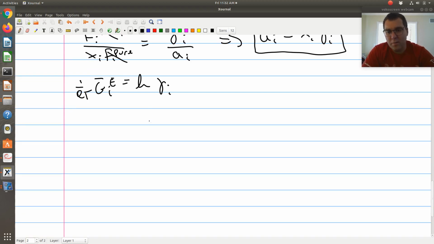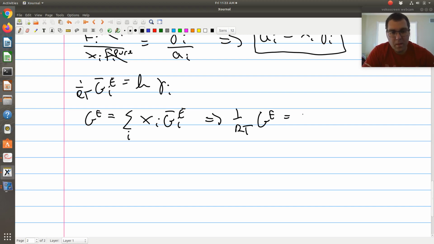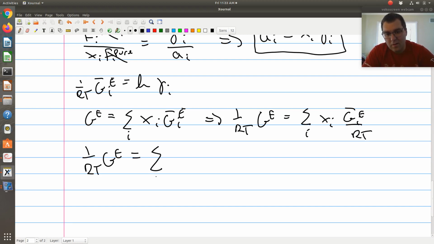So just a couple things to point out. GE, the excess Gibbs free energy of my mixture, we've shown I could write equivalently as the sum over i of Xi G bar i E. Or if I want to write this in dimensionless form, 1 over RT GE would be equal to the sum over i of Xi G bar i E over RT. So it follows that 1 over RT GE could equivalently be written as the sum over i of Xi log gamma i.